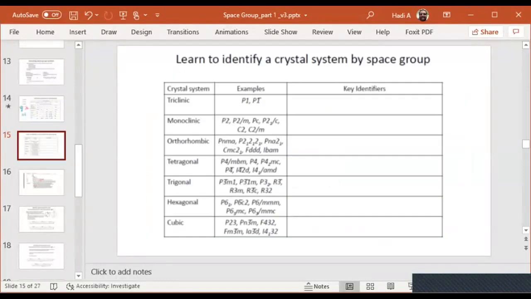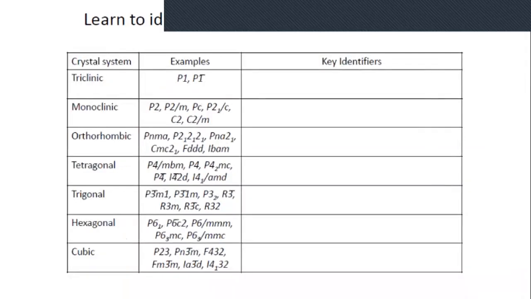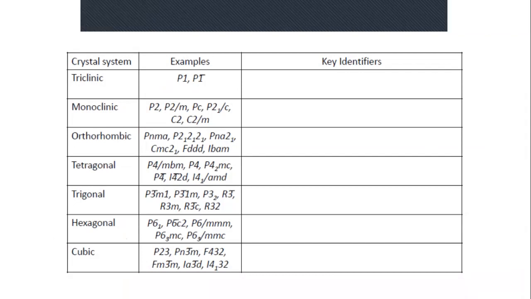So on the last lecture, we left off at this point here. We had talked about space groups and crystal systems. We were talking about the different types of rotations that different crystal systems could have, the number of unique axes that you can have in a crystal system, and so forth. So here we're just going to talk about some key identifiers for the different crystal systems.